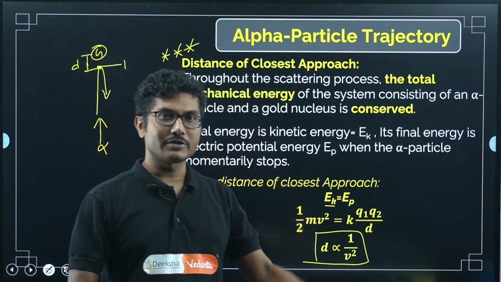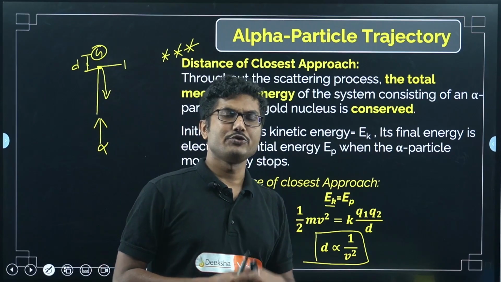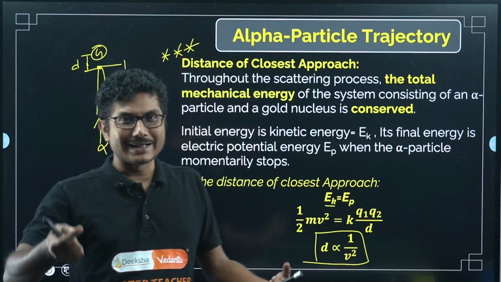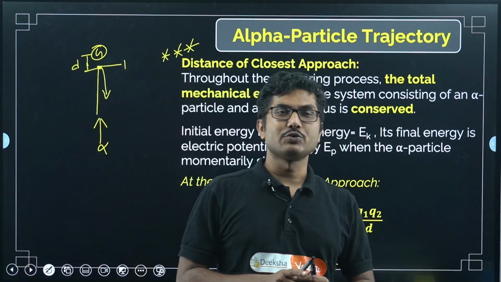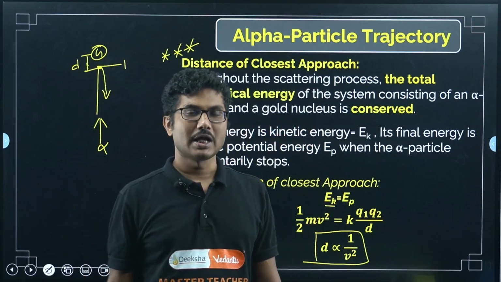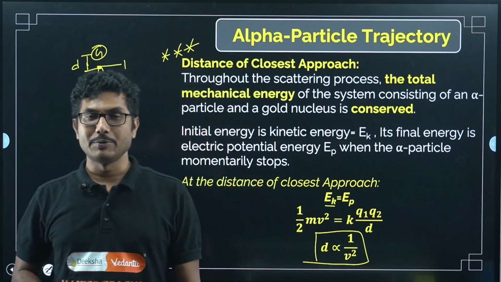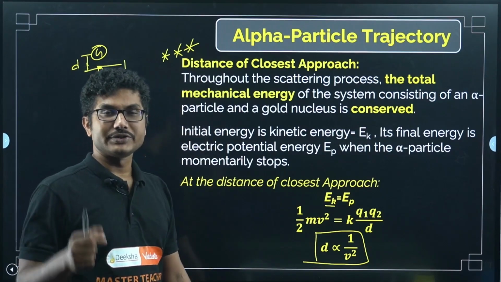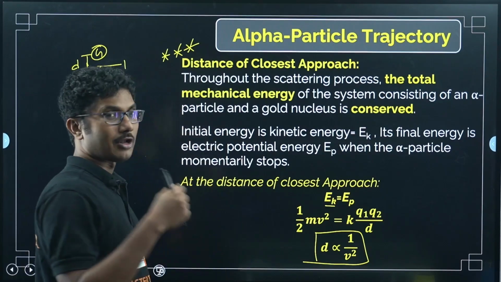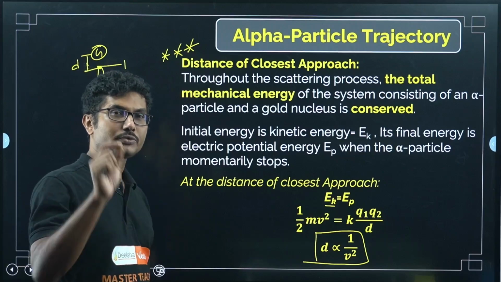So the higher the velocity, the smaller the distance of closest approach will be. Obviously it is expected. If you throw an object with very high speed, it is supposed to go very close to that object rather than being repelled back before it even reaches there. So the distance of closest approach definitely depends on the velocity. It is inversely proportional to the square of the velocity.